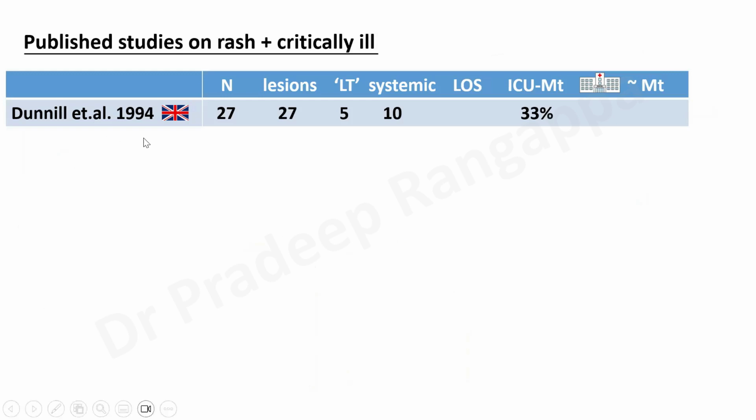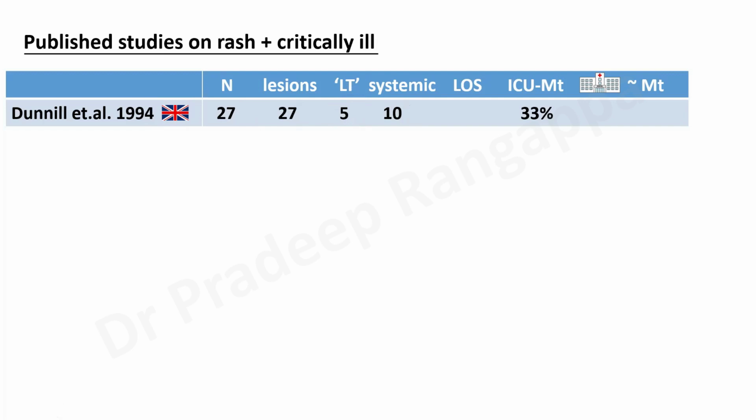So this is an old study which has come from the UK, Dunhill et al., 1994. Just go through slowly. They have looked at 27 patients and looked at 27 lesions. And here they're categorized as which are the ones which are life-threatening. So 5 of them who presented with skin lesions had life-threatening systemic manifestations, and other organ involvement or systemic manifestations was present in 10 out of 27.